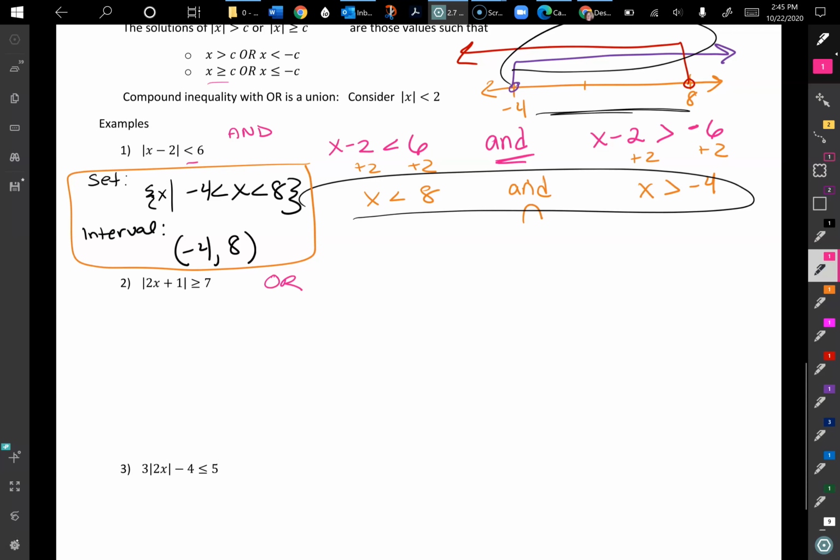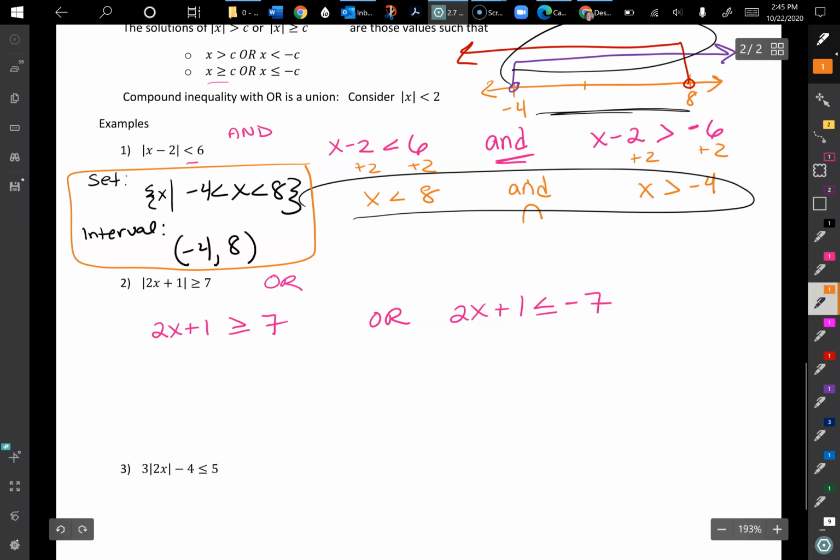The absolute value is already isolated, so we would just write it as 2x plus 1 is greater than or equal to 7, or 2x plus 1 is less than or equal to negative 7. Just remember, when you change the sign, you have to flip it. That's why I tend to write the positive version first, because that's how it lays out, and then I know I have to switch it and reverse my symbol. Then I go ahead and solve.